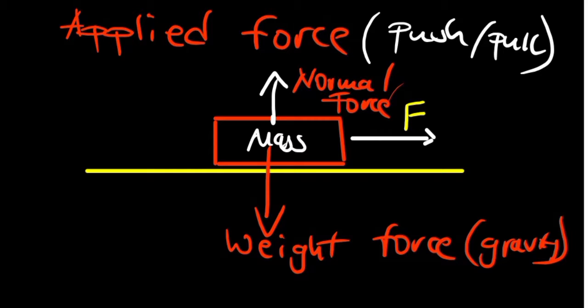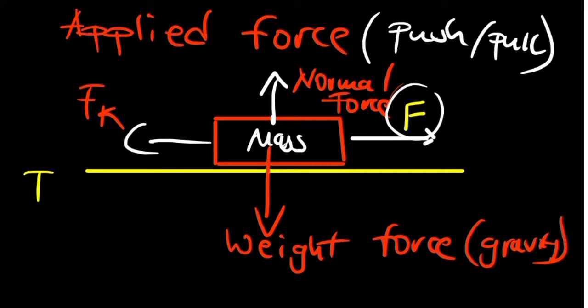Then in some cases there are frictionless surfaces where there is no friction, but in other cases there is friction. Friction is a force that opposes motion. If you're applying a force to the right, there is a force that is opposing that movement. We call that the friction force. So the friction force is a force that opposes motion.